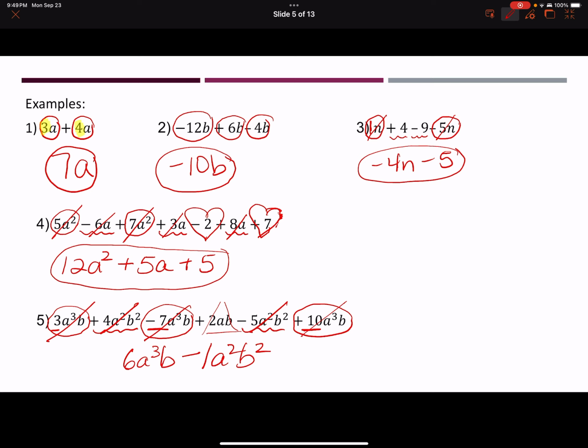And then finally, I have my plus 2ab. Now, I want to take this one step further. I want you to think about this for one more second.